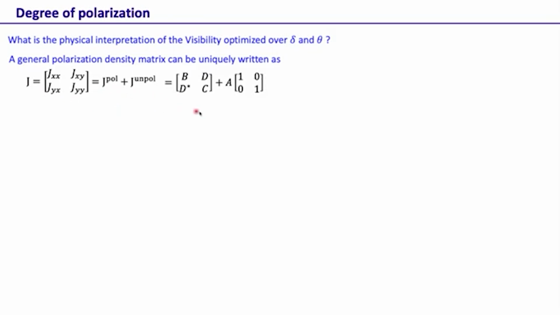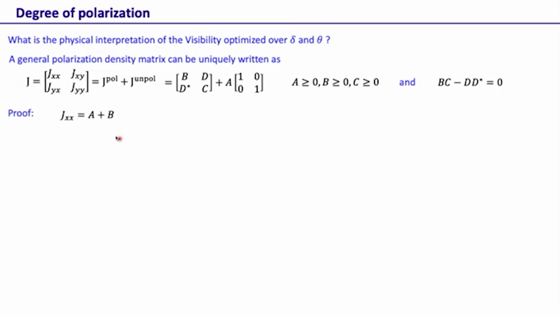So what is J polarized? This is of the form B, D, D star, C, and J unpolarized is just 1 0 0 1, and then we are multiplying it by this A, which decides the proportion of this unpolarized part versus the polarized part. And of course A, B, C have to be greater than 0, and BC minus DD star equal to 0. So that's how a generic density matrix can be written. So let's prove this.